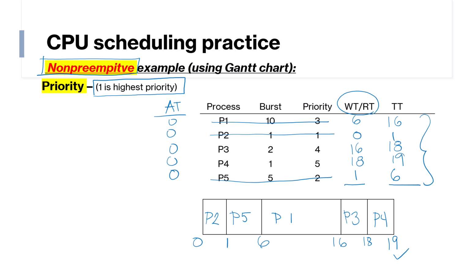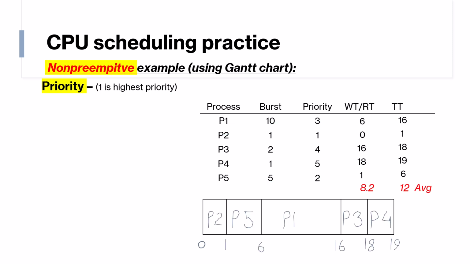So right now we're not doing any of the comparison. We're just understanding how to use a Gantt chart, how to read this data, and how to do these exercises. This is non-preemptive, so each process does not relinquish the CPU once it gets there. So here are the averages. The wait time is 8.2 average and the turnaround time is 12.